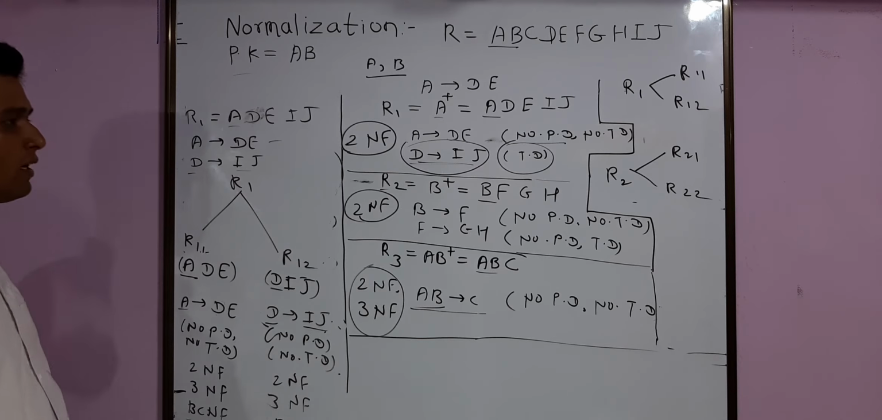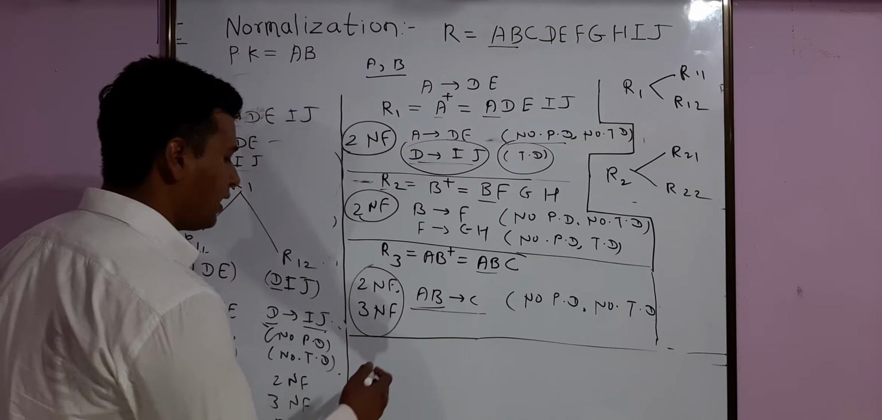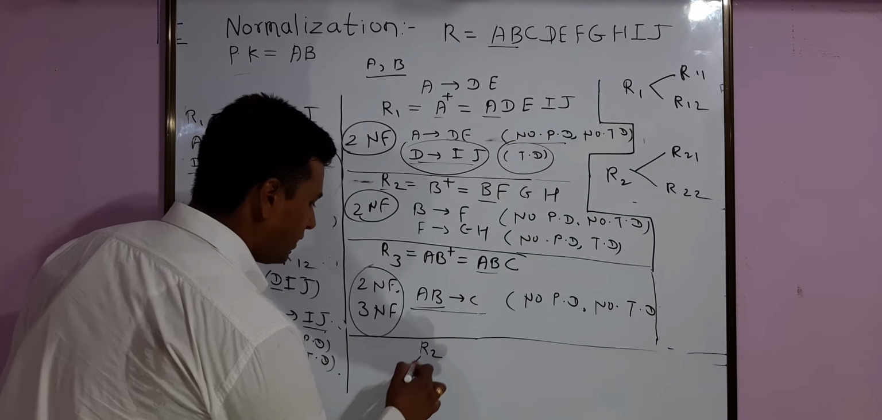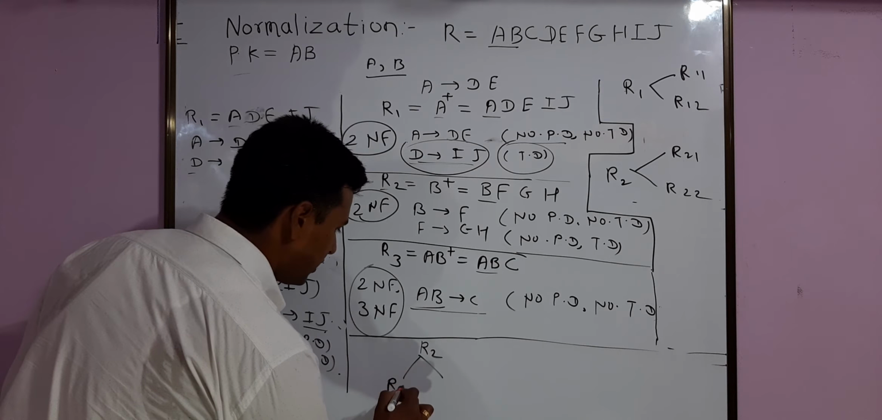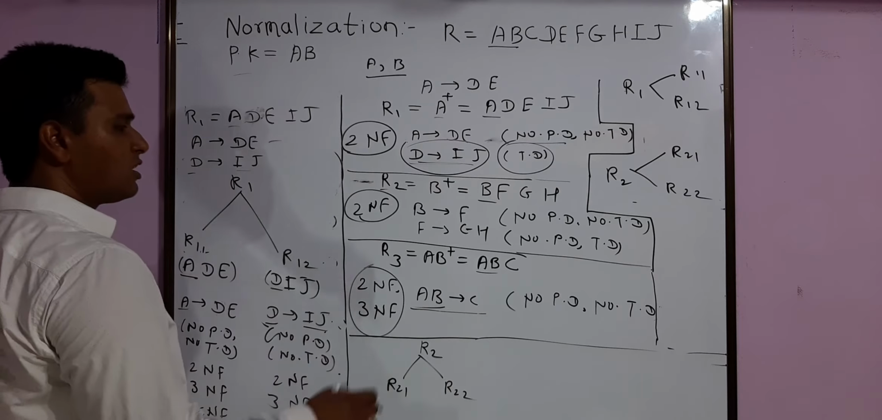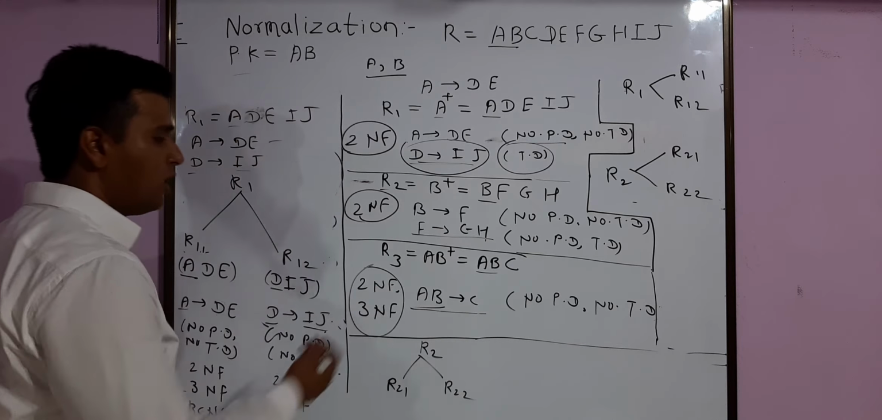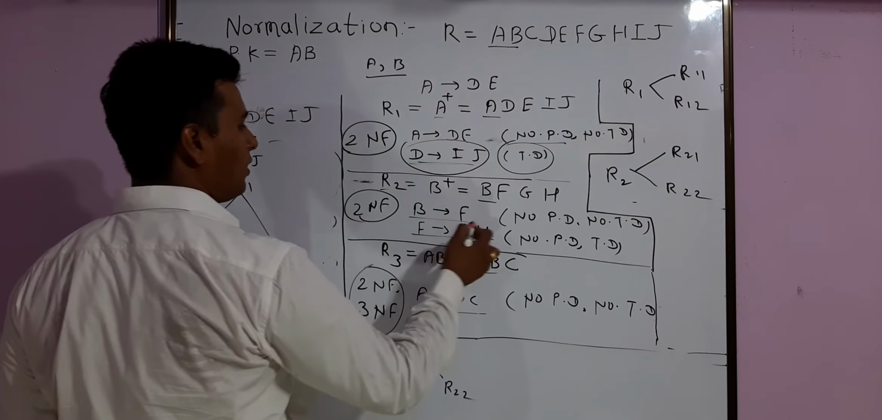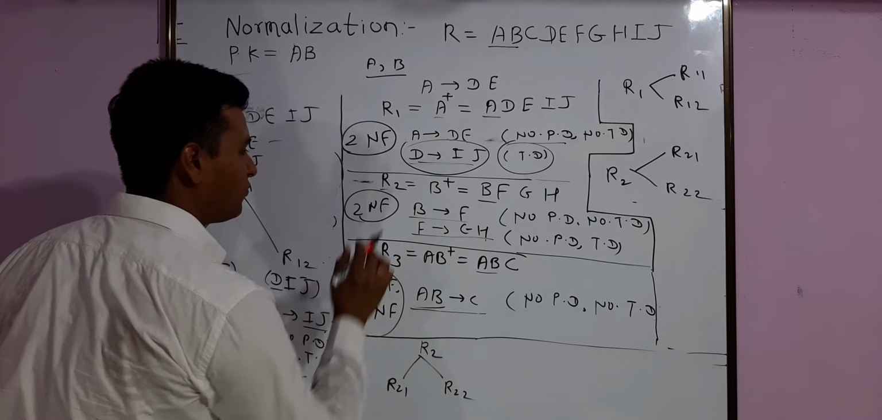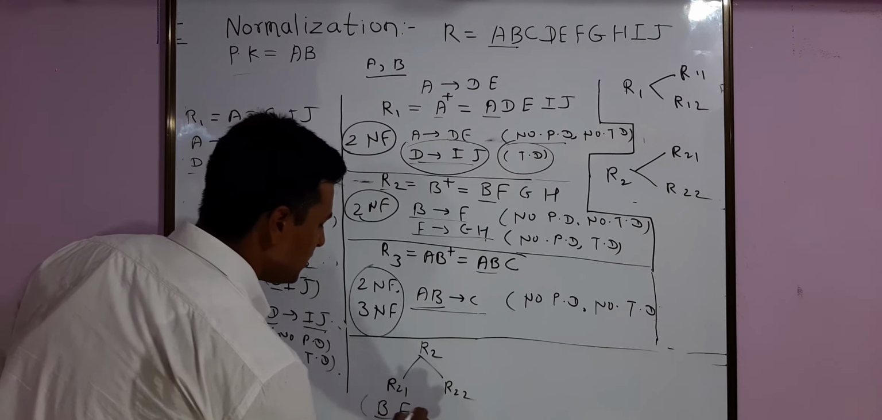Now we will convert the next one, R2. Now we have to make R2. Hope you can see the board. So we will make R2 into two relations, that is R21 and R22. Which functional dependency is causing the transitive dependency? That is F determines GH. So we will make two normalized tables. We add the LHS and RHS of the first functional dependency and create a separate table, that is BF. Here B is a key.